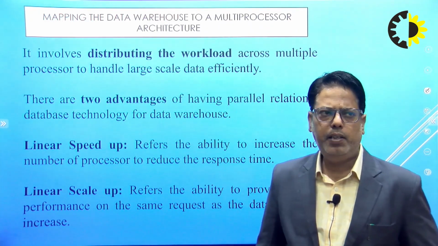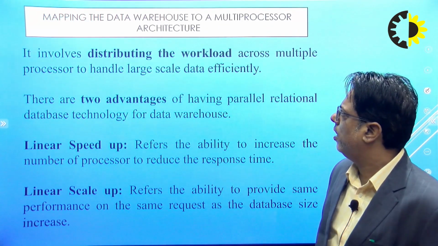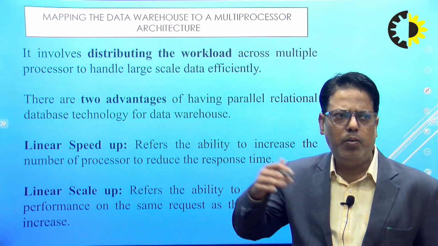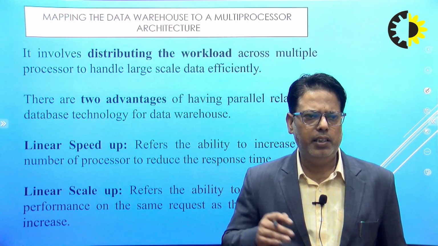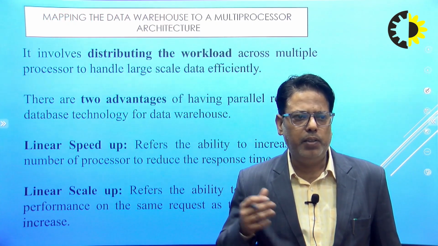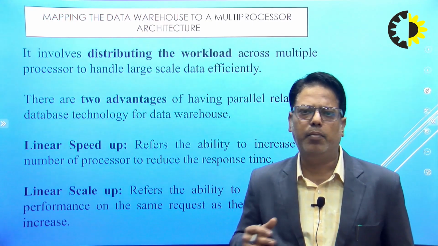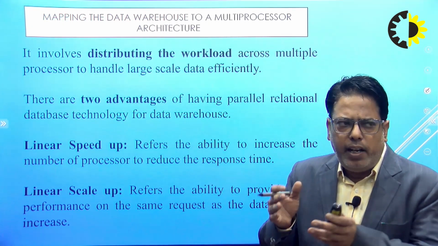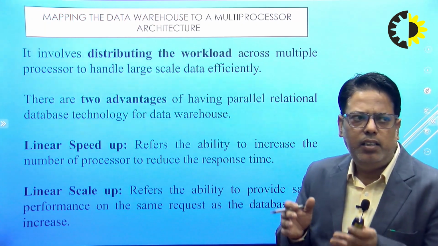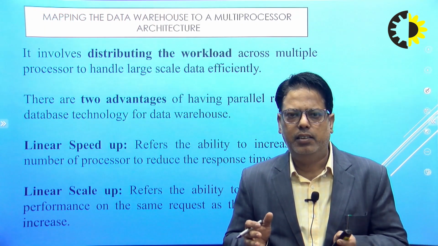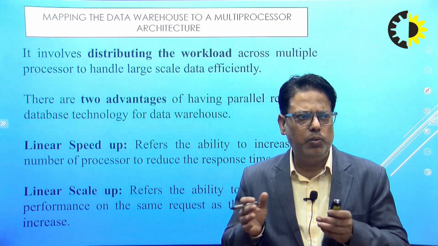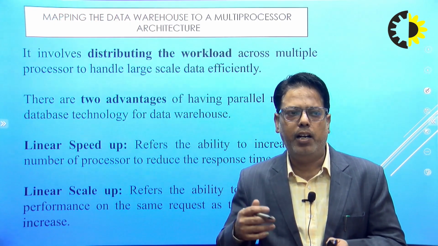Now, mapping the data warehouse to multiprocessing architectures. Why do we map the data warehouse to multiprocessing architectures? Basically, it is used to speed up and scale up the data, meaning distributing the workload across multiple processors to handle large-scale data sets. We have large-scale data sets in data warehouse and data mining, so we use multiprocessing and parallel processing.